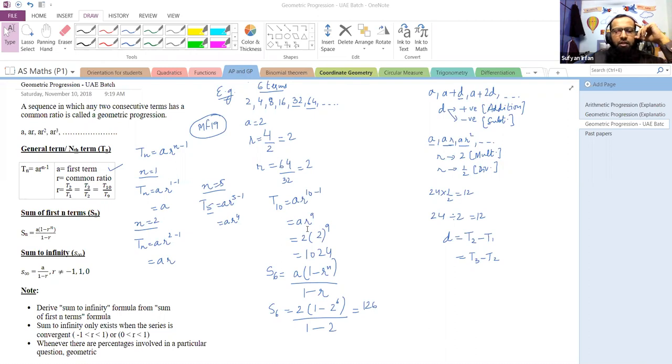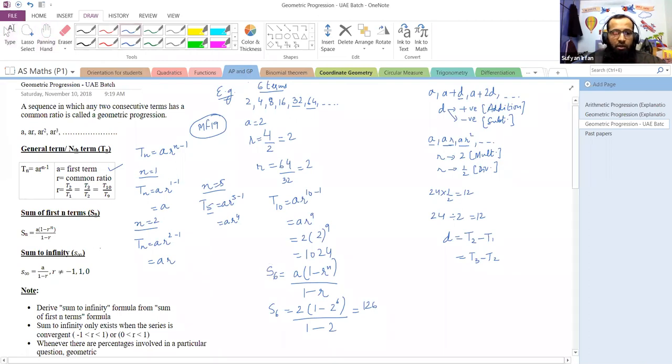Sum to infinity. Now, this is a different concept because sum to infinity is not in arithmetic progression because it does not exist over there. Sum to infinity is a concept that we have to understand properly because it's a concept that solely belongs to geometric progression and not to arithmetic progression, right? Sum to infinity, we write like this. This is the sign of infinity, right? This is the sign of infinity.